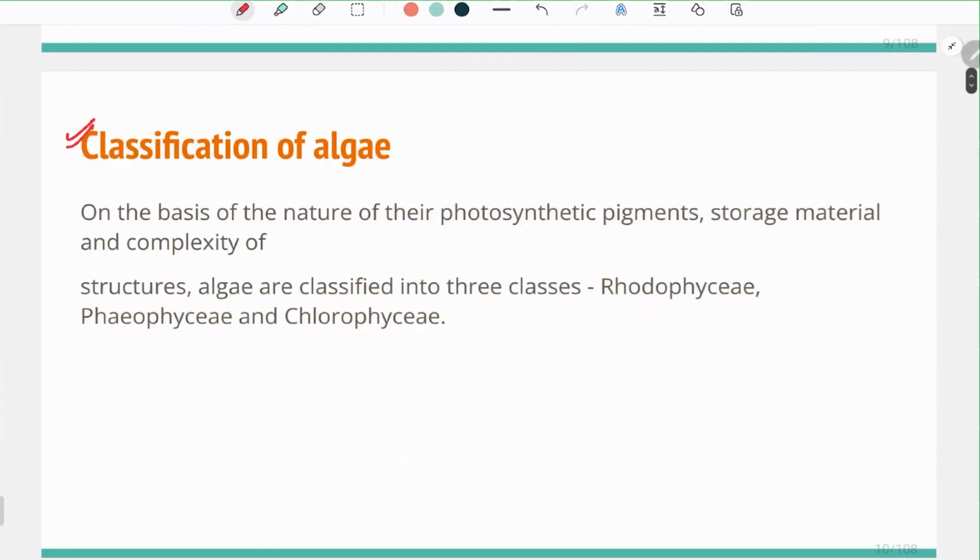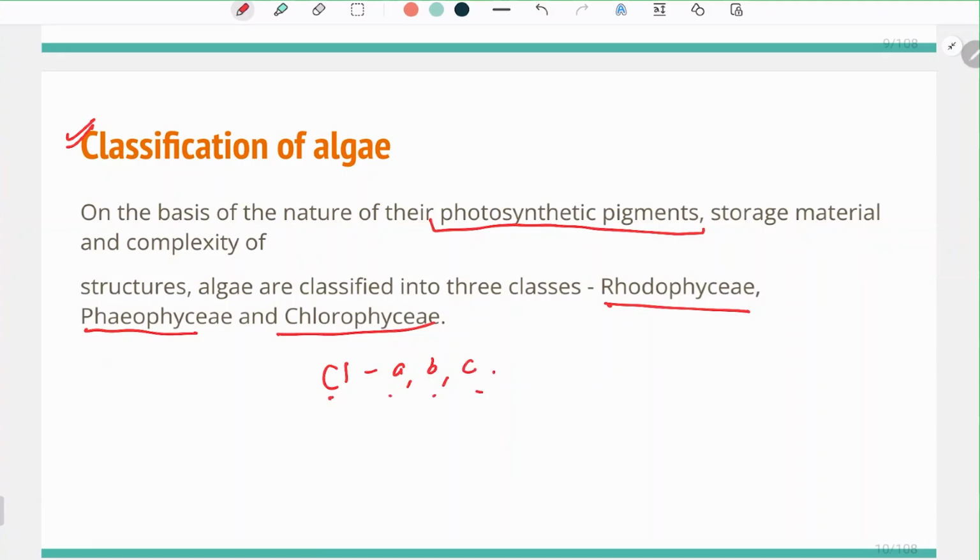Now, classification of algae. On the basis of their photosynthetic pigments, storage material, and complexity of structure, algae are classified into three classes: Rhodophyceae, Phaeophyceae, and Chlorophyceae. If the basis is asked, we can say that it is on the basis of photosynthetic pigments. I have already told you that chlorophyll is of types A, B, and C.